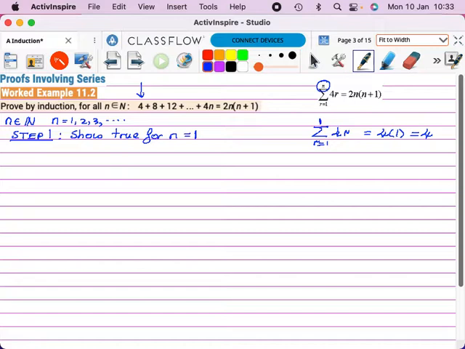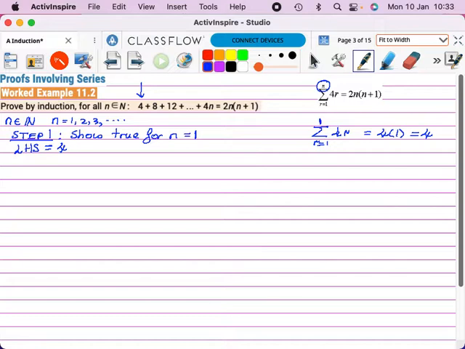So step 1, show true for n equals 1. On the left-hand side, if n is equal to 1, I'm only using one of the terms from my summation, and it's the first term, and the answer is 4, quite obviously.